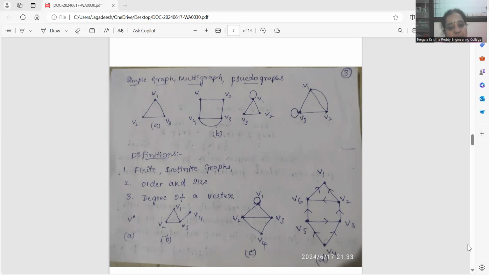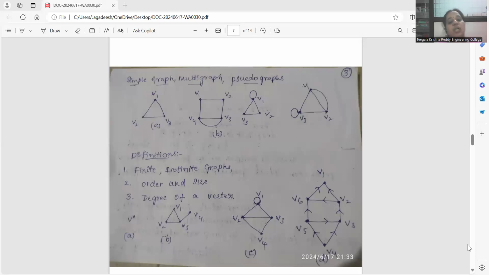Whereas coming to graph B, here we have 4 vertices and 5 edges. See, between V3 and V4 there exist 2 edges. These two are called parallel edges. So this is not a simple graph. So what is a simple graph? A graph without parallel edges and without self loops is called a simple graph.